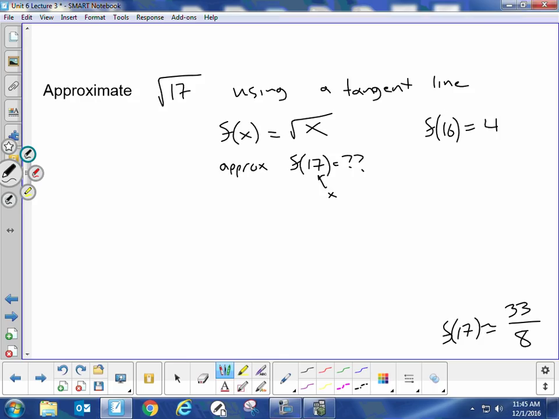Okay, help each other check your neighbors' answers. The point that you pick has to be close, right? Because if I have a function here and I want to approximate this point, but then I use this tangent line, the further you are from your tangent line, the less it's going to mimic your function. You've got to be zoomed in at that one location.